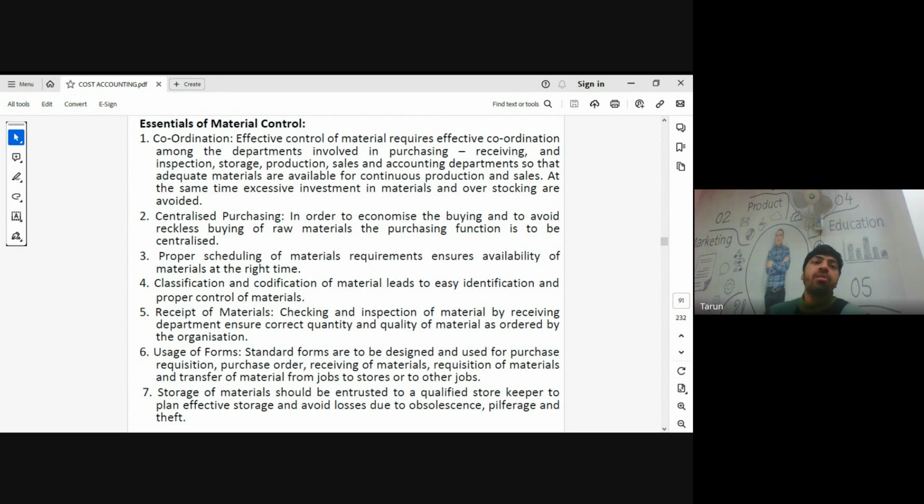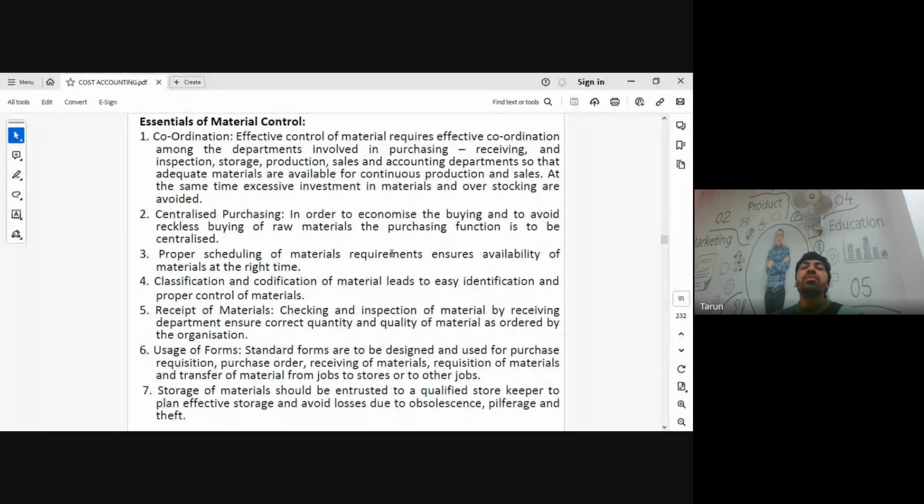All right. So let's talk about the essentials of material control. The first one is coordination. When you talk about any effective control of the materials, it requires effective coordination among the various departments that handle the materials or are involved in purchasing, receiving or inspection, storage, production, sales, and accounting, so that adequate materials are always available for continuous production as well as sales. And at the same time, if any investments arise, they can easily do it.